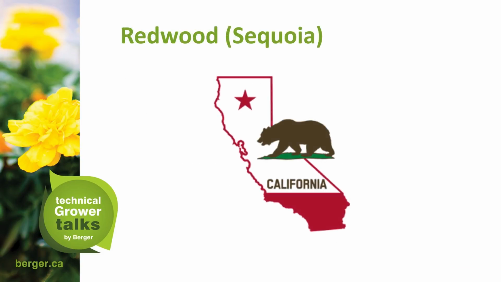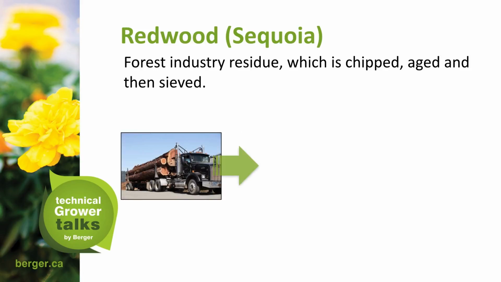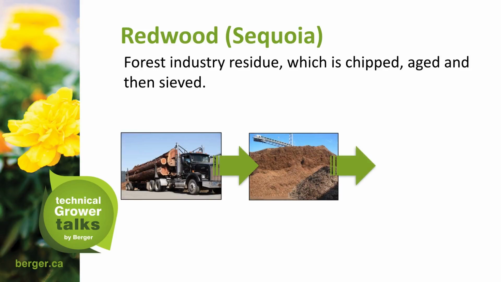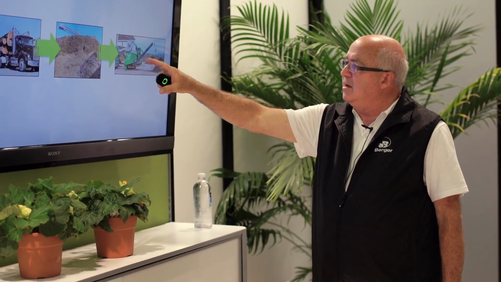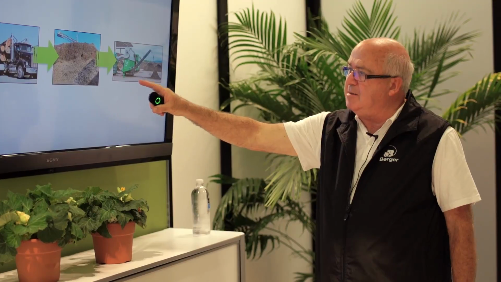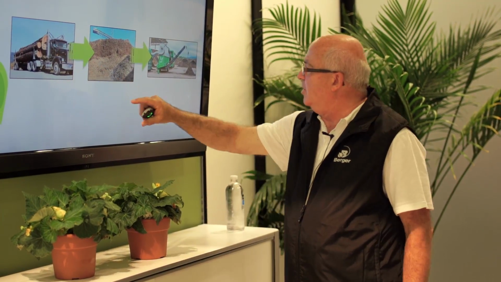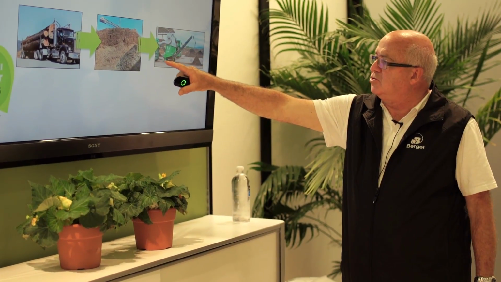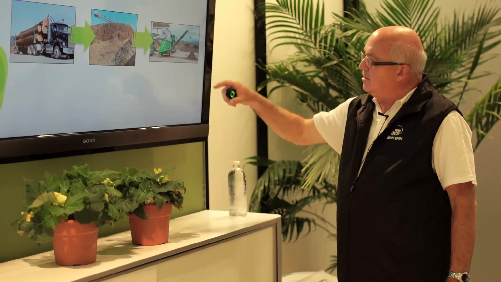Redwood, Sequoia. Forest industry residue which is chipped, aged, and then sieved. Again, a pictorial, little chronologue of basically what comes in. In this case, they're actually debarking and using the bark and not the sapwood. Stored, and then they start to process it at the plant in Sunland.